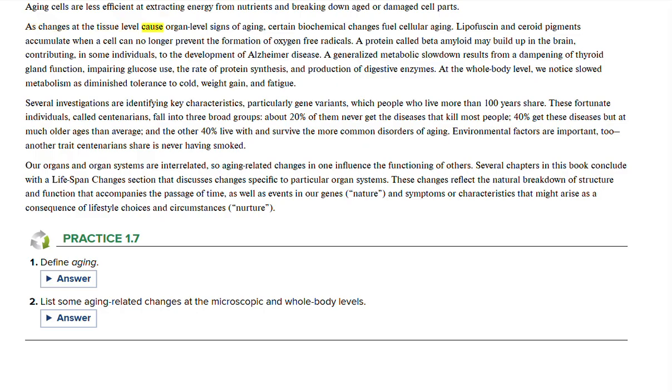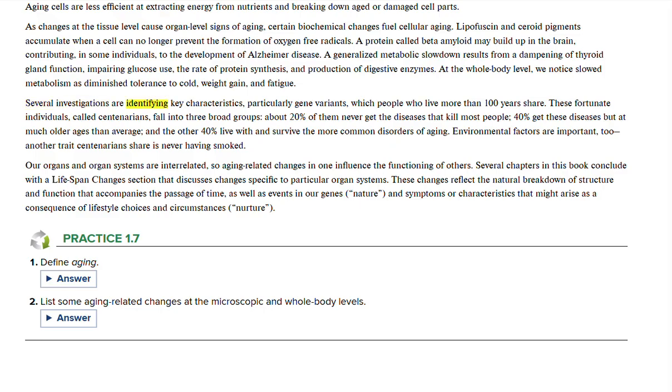As changes at the tissue level cause organ-level signs of aging, certain biochemical changes fuel cellular aging. Lipofuscin and ceroid pigments accumulate when a cell can no longer prevent the formation of oxygen-free radicals. A protein called beta amyloid may build up in the brain, contributing, in some individuals, to the development of Alzheimer's disease. A generalized metabolic slowdown results from a dampening of thyroid gland function, impairing glucose use, the rate of protein synthesis, and production of digestive enzymes. At the whole body level, we notice slowed metabolism as diminished tolerance to cold, weight gain, and fatigue.